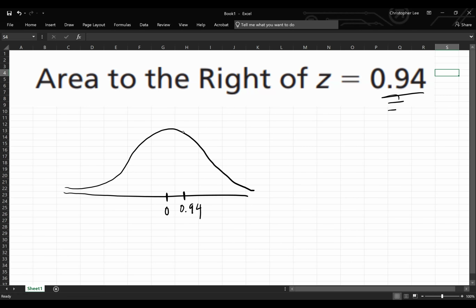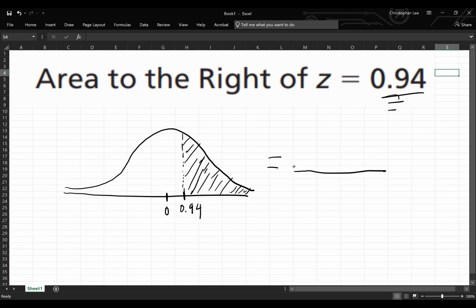All right. And I want the area to the right of it. All right. So remember, in my table, I can't look up areas to the right. I can only look up less than, right? So what am I going to do to get this answer?